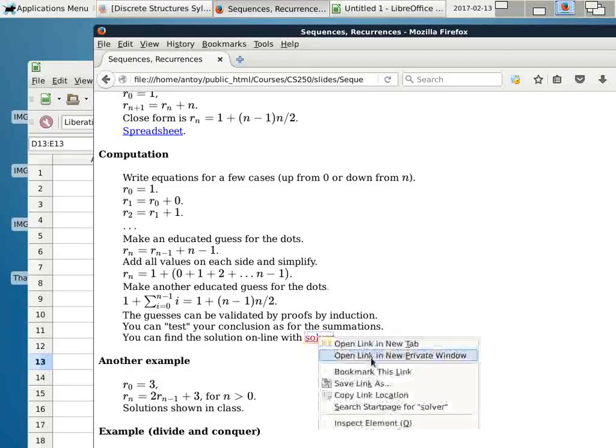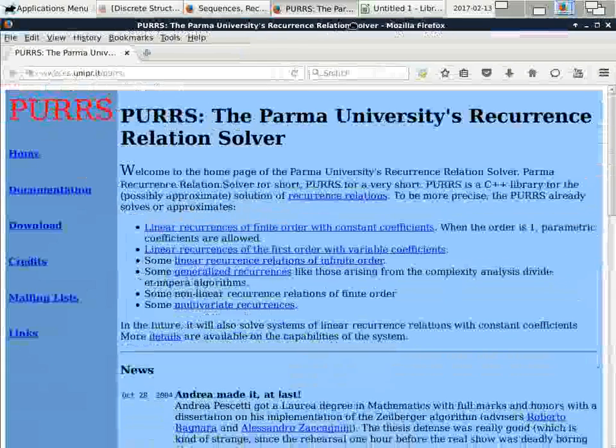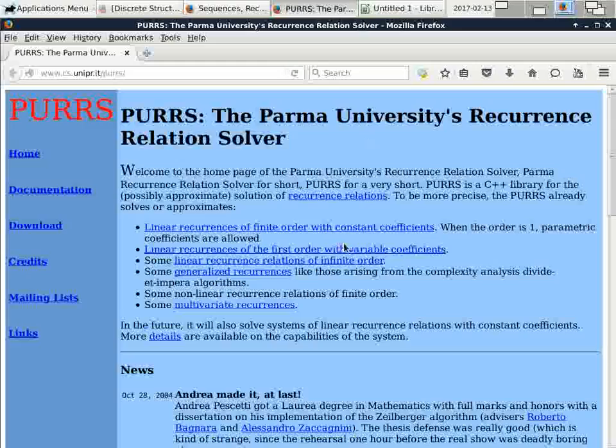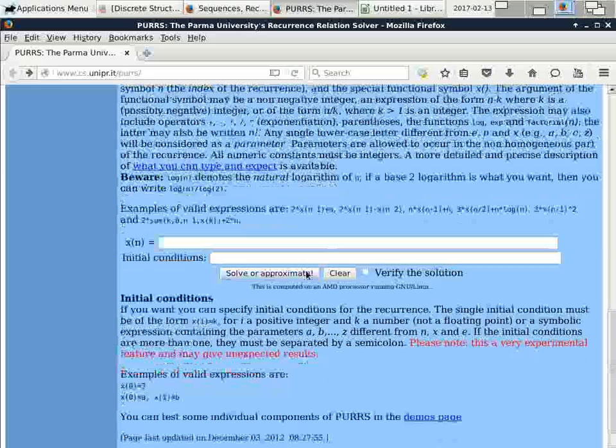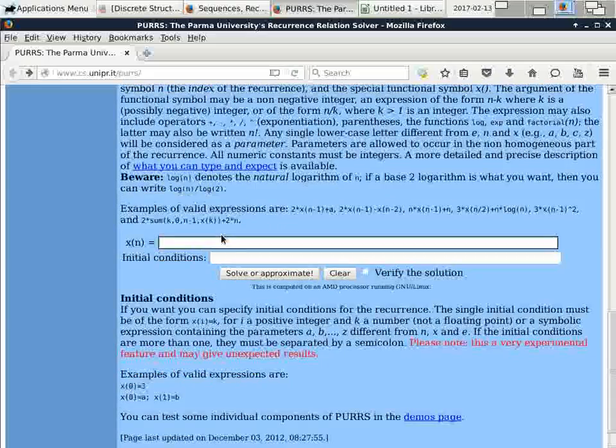Let me go to this solver. All right, so here there is a link that says, all right, here it is. So let's do the one that we just did and see whether this system works. So here is xn. The function is called x, and so here we said xn was equal to what? x n minus 1 plus n minus 1. You agree? Oh, sorry.